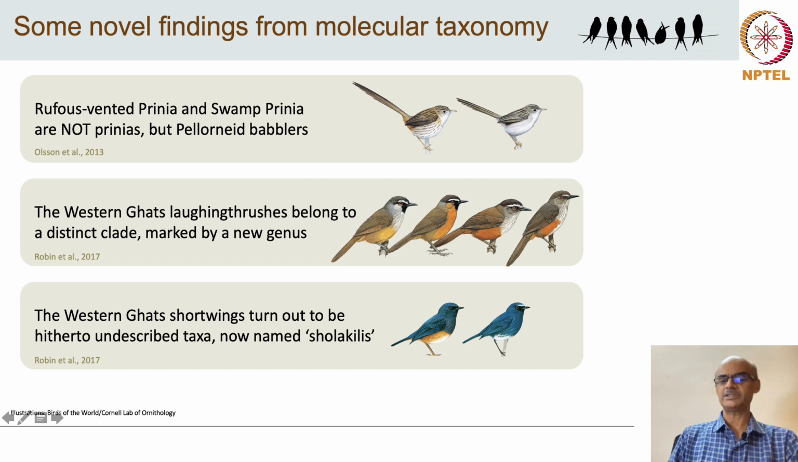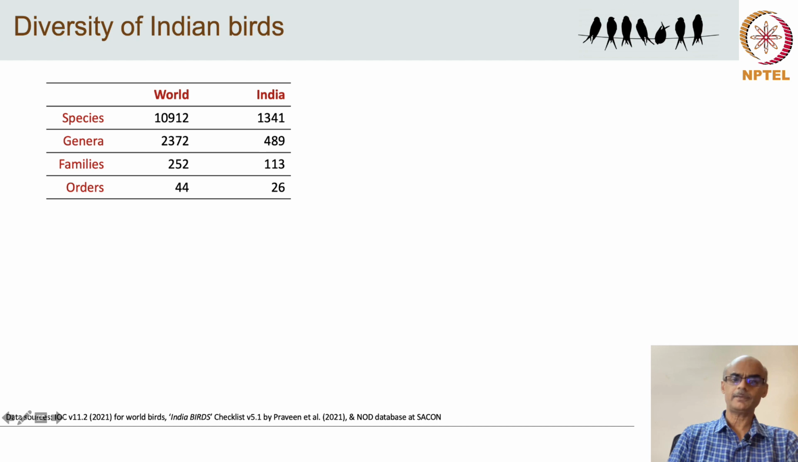In fact, nobody really suspected that they could form a completely new bird taxa. So they had to give a new name for that, and they gave the name Sholakhilis. In Malayalam, Sholakhili is the local name in the distribution range, because they are found typically in the high altitude evergreen shola forests in the Western Ghats. So those are the novel findings, but we'll also look at the diversity of Indian birds.